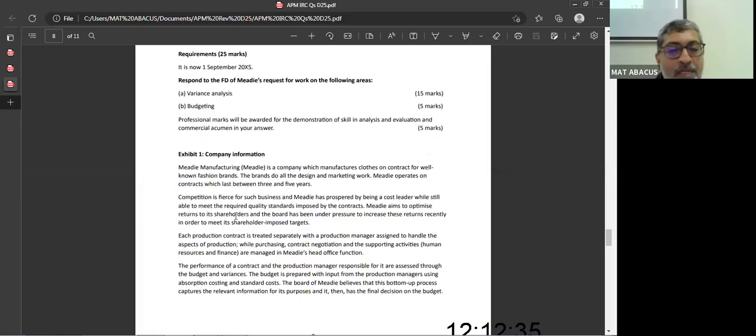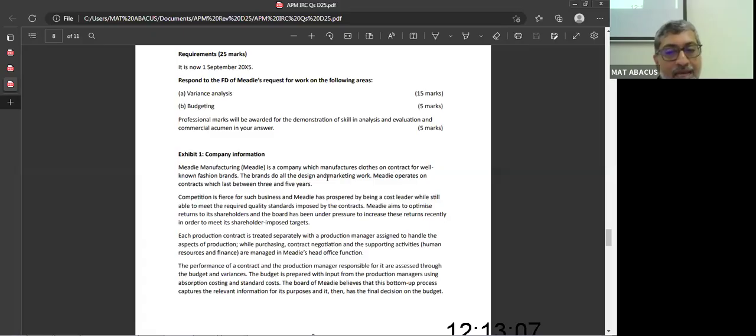Company information is always background information, so you must always make sure you read this well. You can go a bit faster on this, but the one that you have to slow down on is the exhibit that comes after that. But you will also see we can go faster, but we may have to read it a second or third time later on during the exam. MEDI Manufacturing is a company that manufactures clothes on contract for well-known fashion brands.